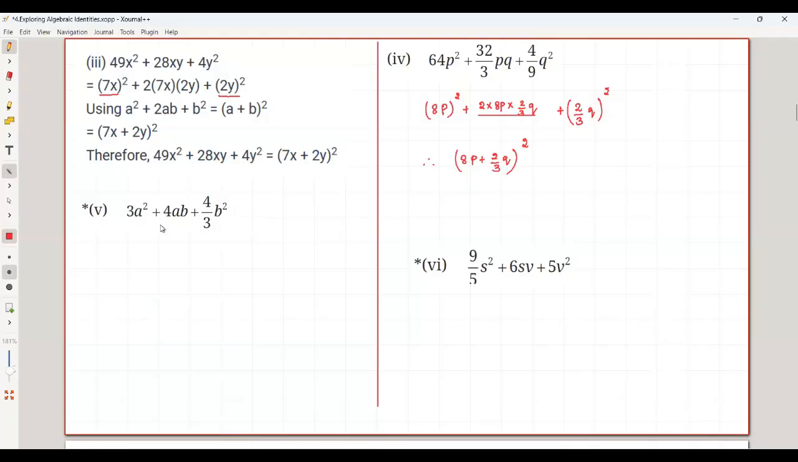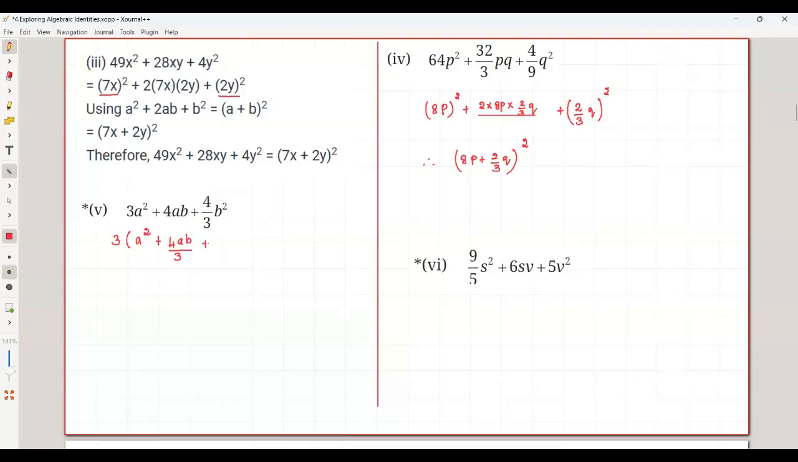Okay, first I'm taking 3 outside from this. If I take 3 outside, you'll be getting a square plus, here we don't have any 3 with the numerator, so the 3 should be divided. So you'll be getting this as 4ab by 3. If you multiply 3 with what's inside, this 3 will get cancelled, you'll be getting only 4ab. No 3 in the numerator, so keep the 3 as the denominator.